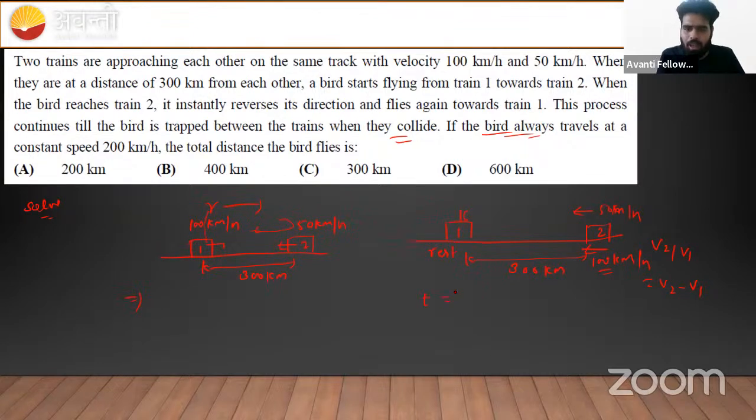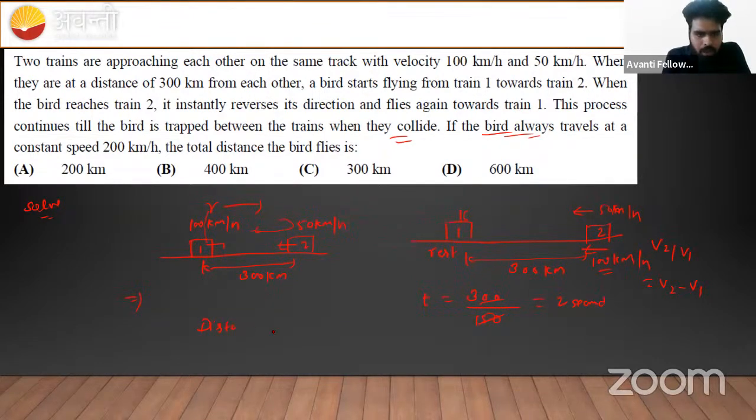Then what is the time taken by body 2 to reach body 1? We can say the total distance is 300. What is the speed of body 2 with respect to body 1? That is 150. Then 2 hours is the time taken when the two bodies collide with each other. In that interval of time, what is the distance covered by the bird?